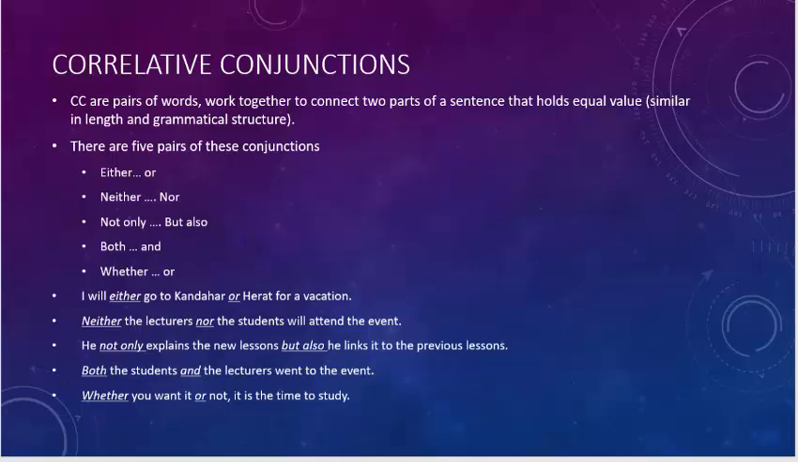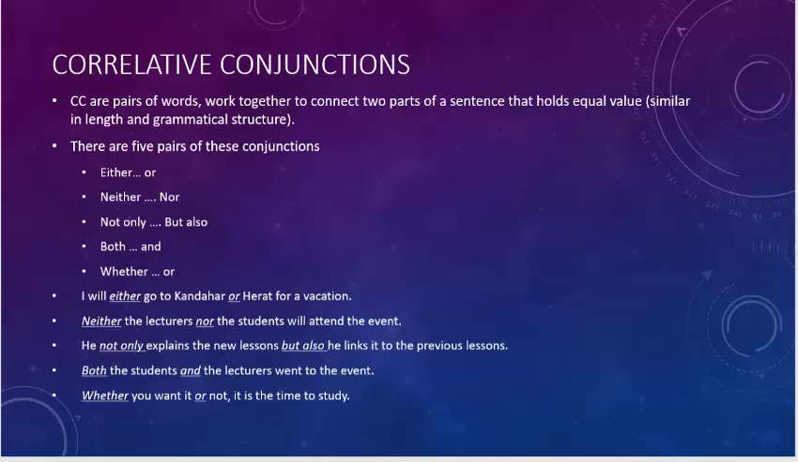Let's see the examples. I will either go to Kandahar or Herat for a vacation. In this example, if you see this correlative conjunction, which is either...or, it has given an option, and both options are not the same, but they have equal value. Neither the lecturers nor the students will attend the event. He not only explains the new lesson, but also he links it to the previous lessons.